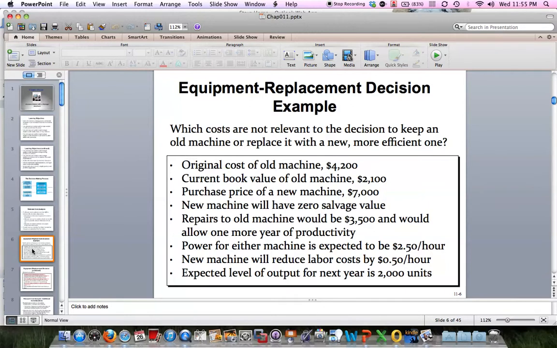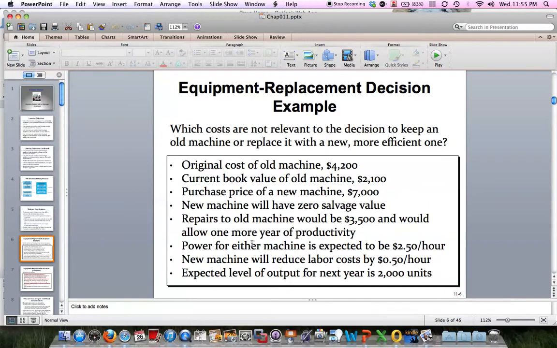And now we're faced with a choice because the machine is not working properly anymore. Do we go out and buy a new machine, or do we fix the old machine, the one that we have now? So we can go out and buy a new one for $7,000. The new machine, if we buy it, will have no salvage value. So once we're done using it, it's not worth anything. Repairs to the old machine would be $3,500 and would give us 1 more year of productivity. Okay. Power for either machine is $250 an hour. It's not different between the two.